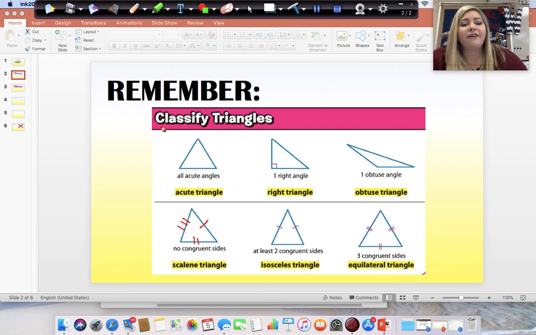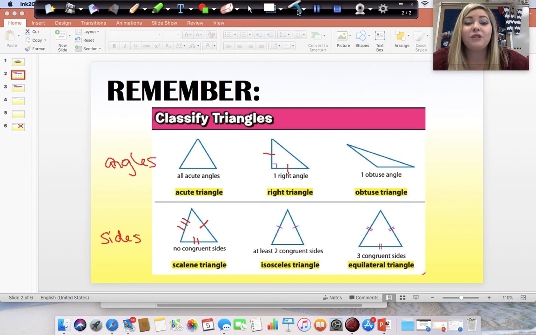So we can classify them two ways. One is by their angles, and the second is by their sides, the length of their sides. So it can be an acute scalene triangle or a right isosceles triangle. It actually can be a right isosceles triangle because, if these two sides were equal, then that would be a right isosceles triangle. All right, so classify them two ways: angles, sides. Angles, sides. Okay, so let's move to the next slide.